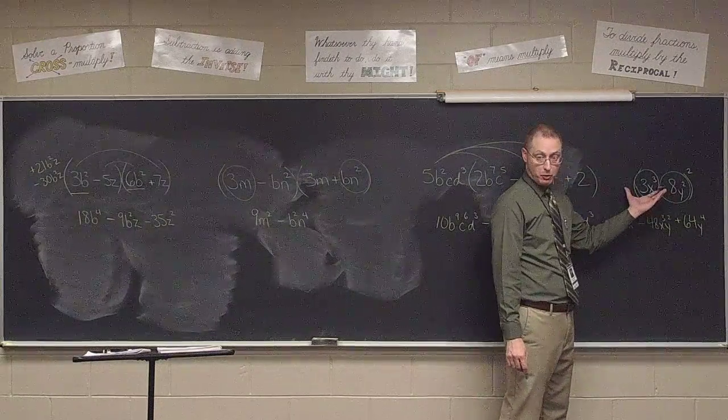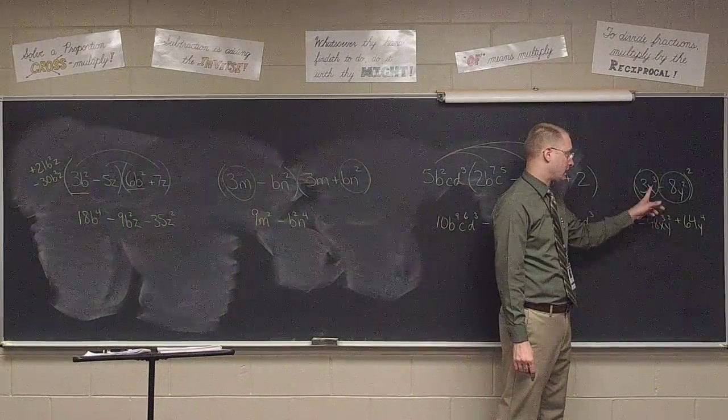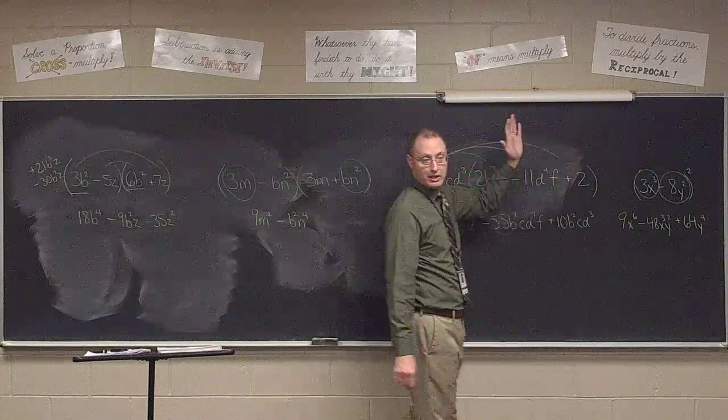So 3 times 8 is 24. Times 2 is 48. Keep the negative sign. Keep the x cubed. Keep the y squared. We get to go on the last problem.